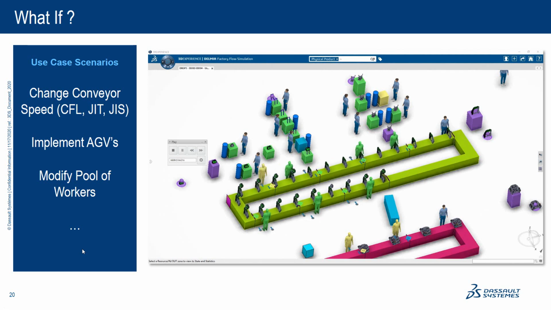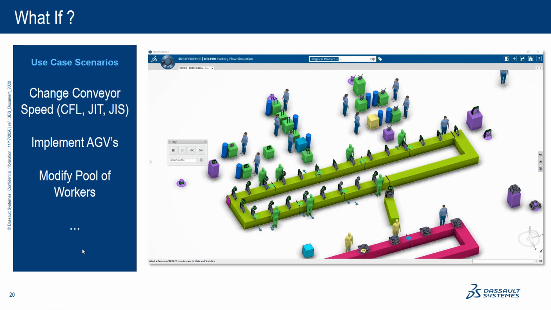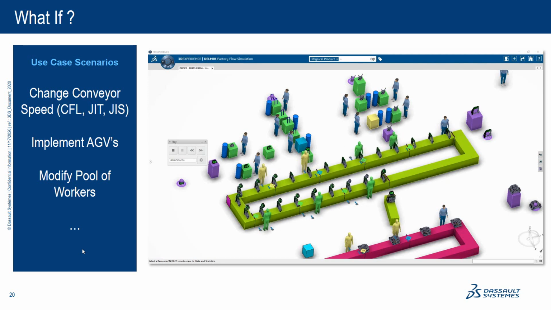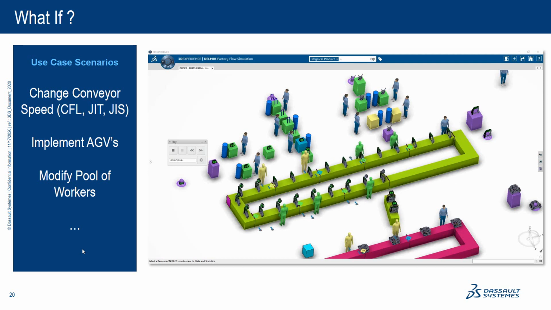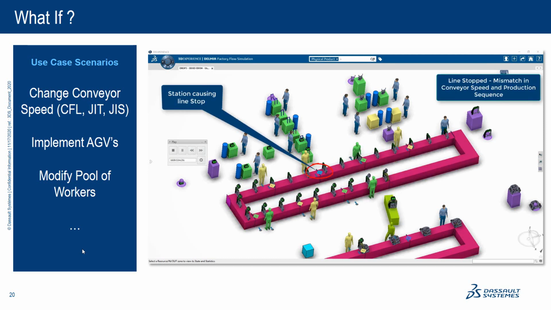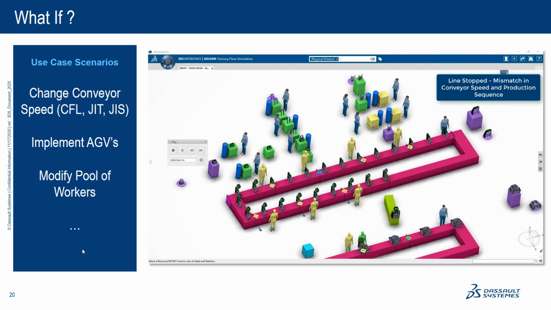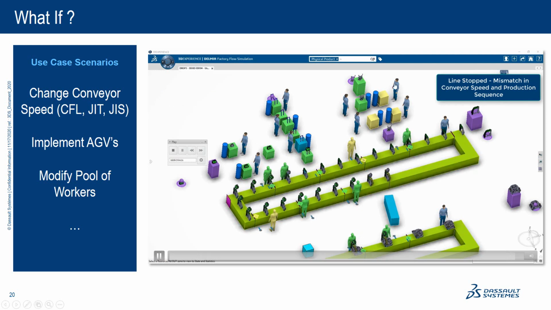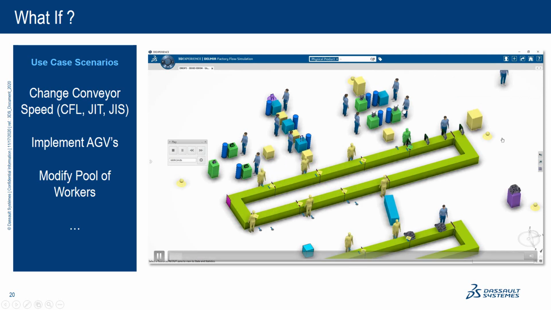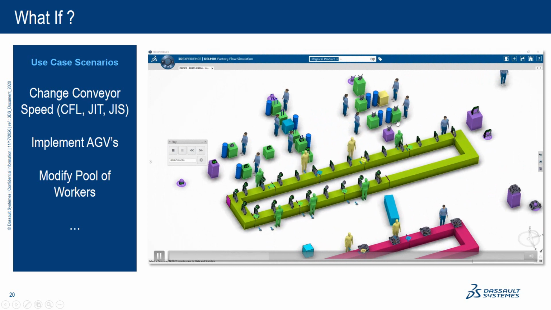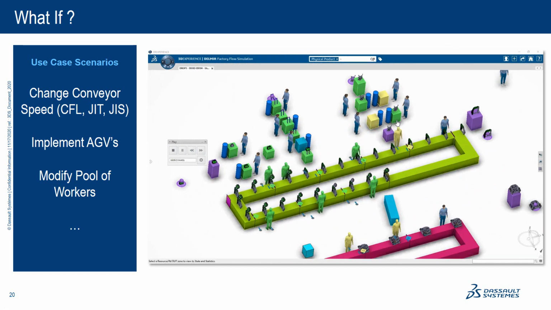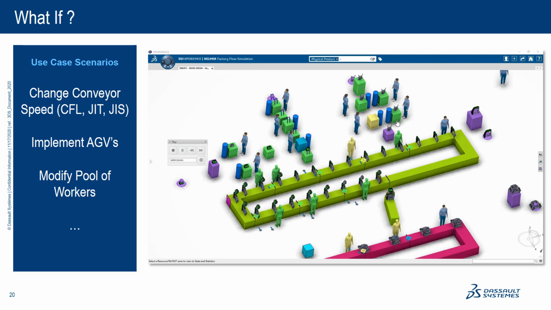And by the way, you can maybe notice that it's a very simple representation of the line. We are not looking at a very detailed, realistic representation of the line. The most important thing is the footprint, basically the space that each of those assembly stations takes on the line, and the distance between the equipment when the operator needs to transfer parts. That's what is the most important.